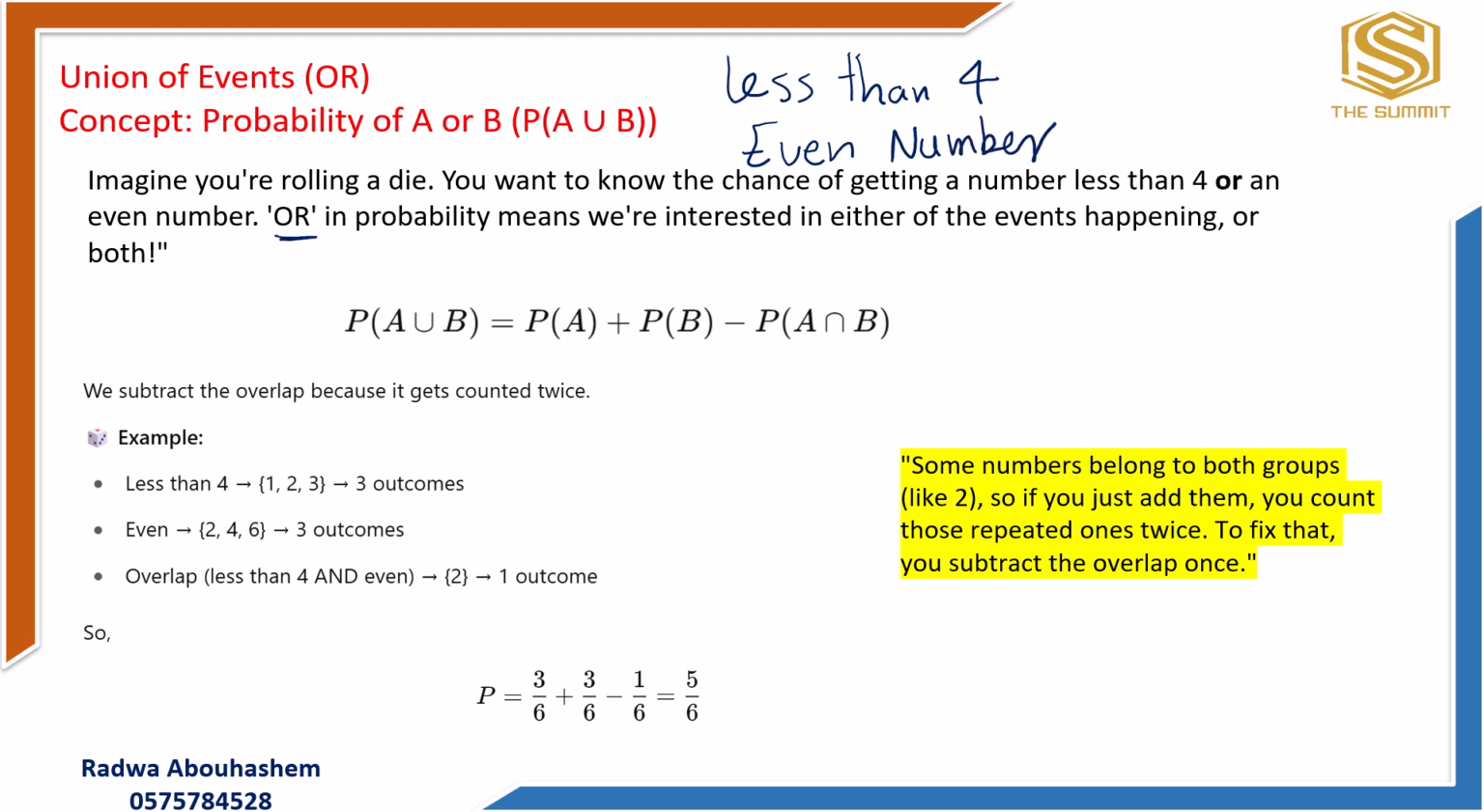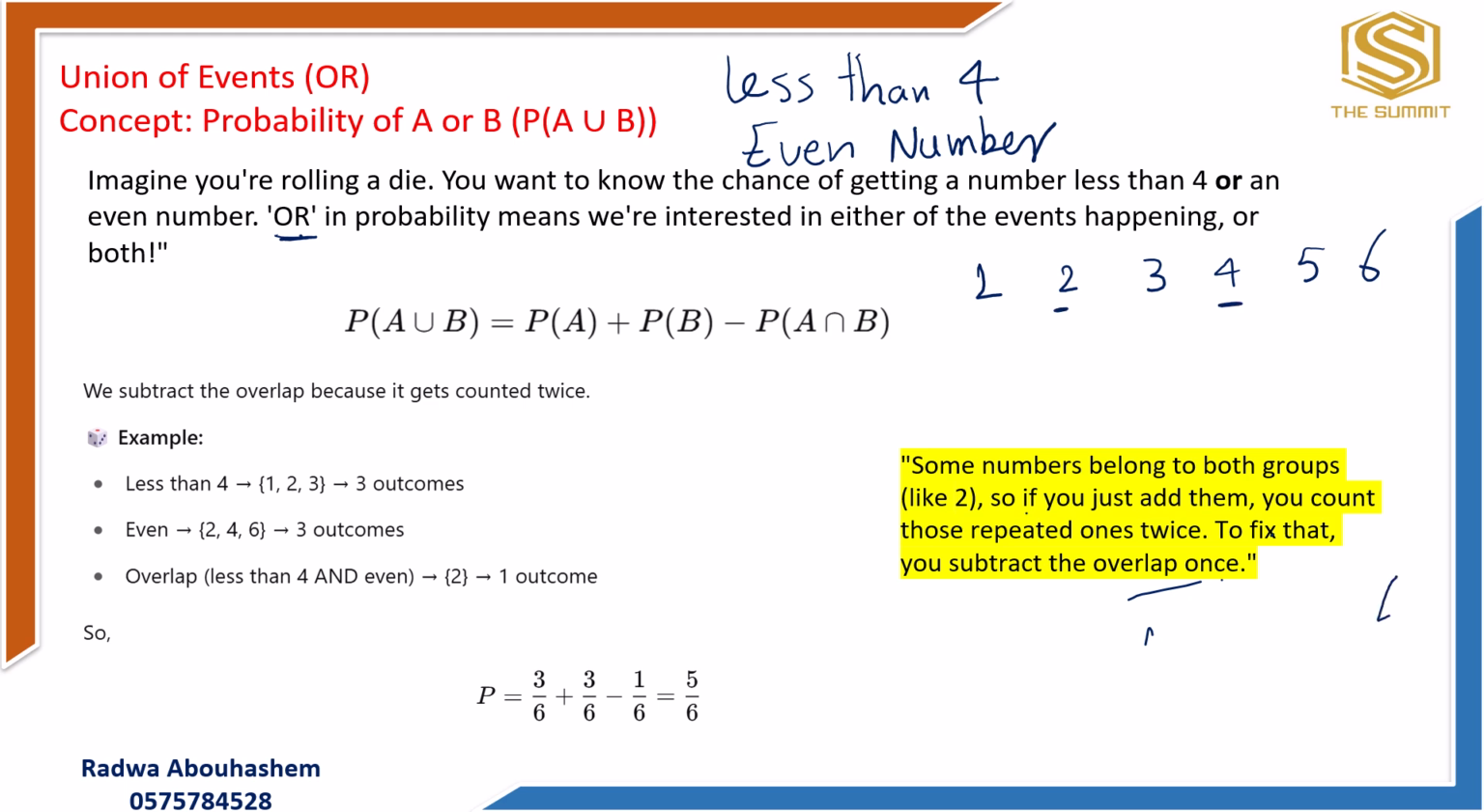"Or" here means you are interested in either of the events happening, or both. Maybe less than 4, maybe an even number, or maybe both. So here, less than 4 would be 1, 2, and 3, because the die is 1, 2, 3, 4, 5, and 6. For even, it would be 2, 4, and 6.